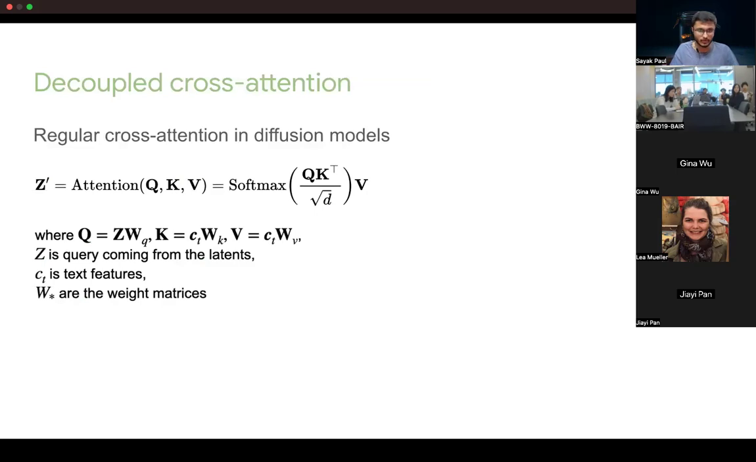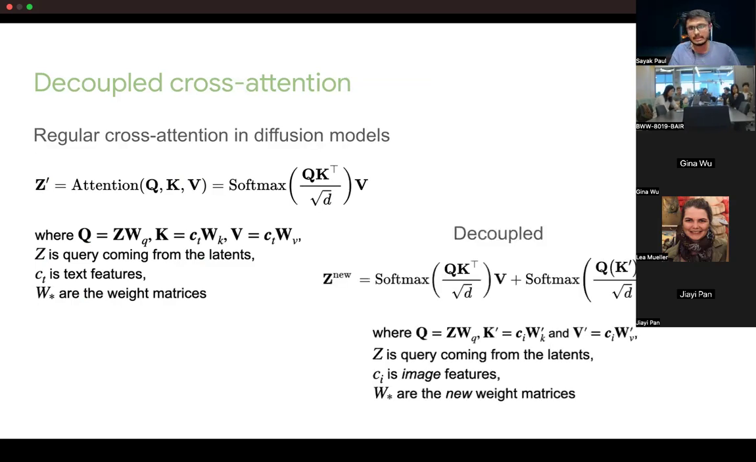So we have queries coming from the image latents, basically the latents that we are starting off with during our generation process, and then we have the text features as our keys and values, and W's are basically the projection weight matrices involved in the attention process. And then if we want to decouple this entire cross attention, we basically want to add a separate cross attention module for each existing cross attention module that takes care of separately attending to the newly added image features as well. And that's exactly what we see here on the right hand side.